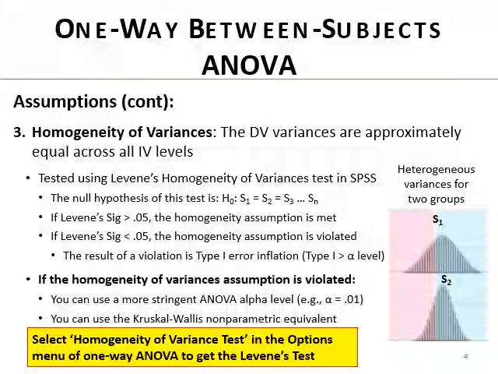So you just select homogeneity of variance test in the options button when you're selecting things in SPSS for your one-way ANOVA. That's going to get you this test as part of your output. So it's not automatically printed like it was for independent t.